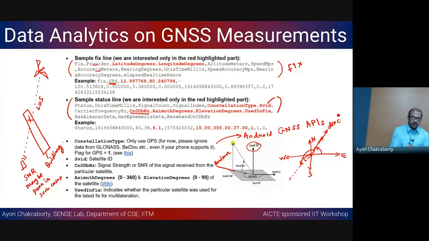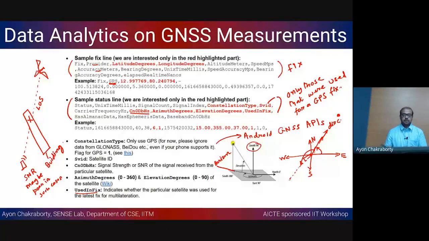Used in fix is the most important thing here, because you have to understand whether this status line was actually used in a certain fix or not. Some of the status lines would simply be ignored. You might have 8-9 status lines and not all of them might have been used for a fix. So use only those that were used for a GPS fix.